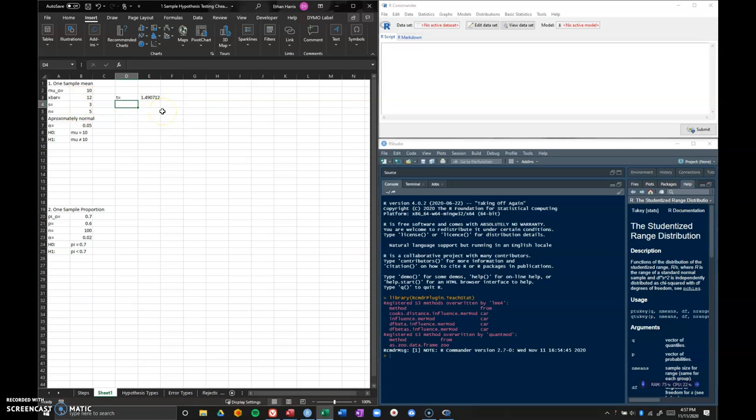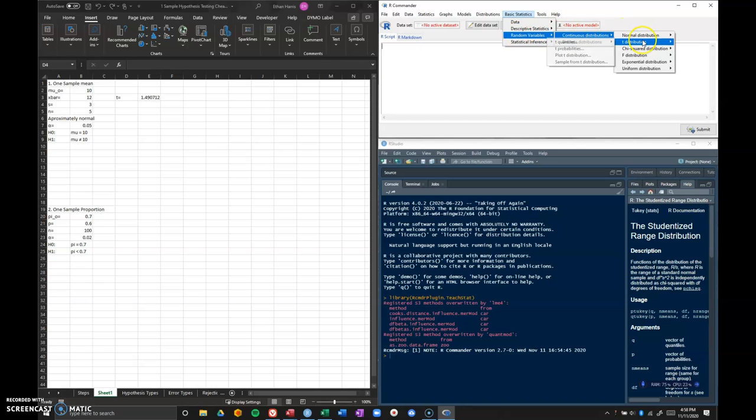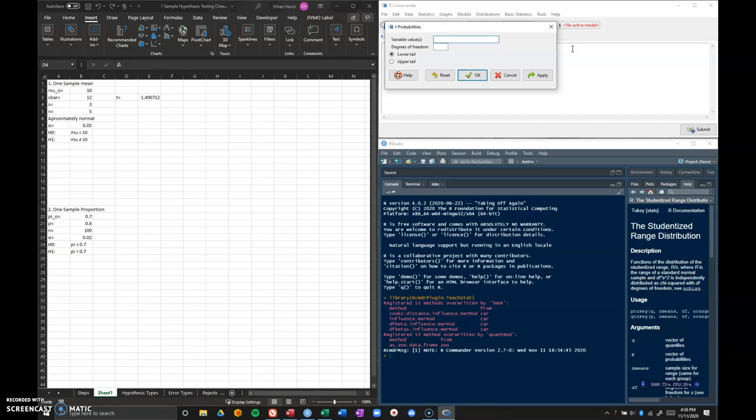Most people are getting really good at calculating that t, but lots of people then ask, okay, now what? What do I do with my t in order to get my p-value? This is actually really easy. At this point, we go into our Commander, we go to basic statistics, and this is just a probability question that we're asking. So it's random variables, continuous distributions, t distribution. We go down to probabilities. Then we need to put in our variable value, which right now is our test statistic, and our degrees of freedom, which is n minus 1, so we can just put in 4.